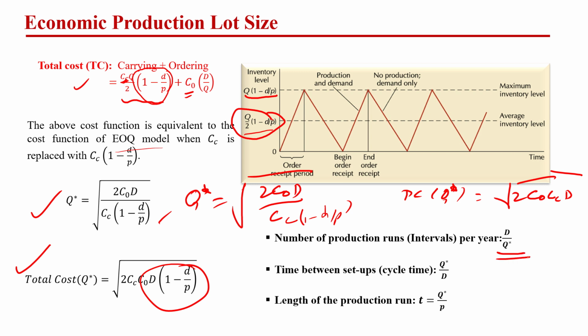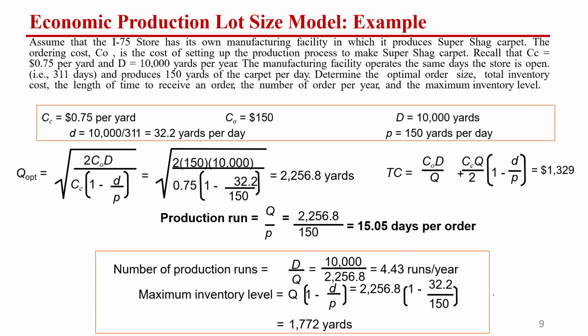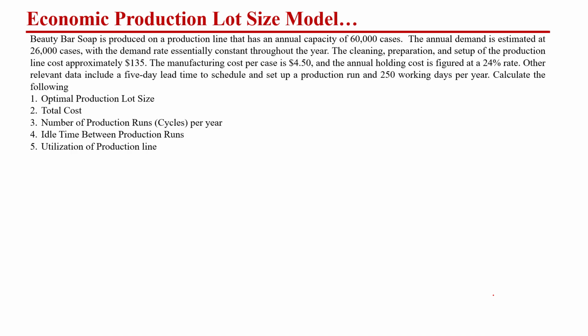As we have already discussed, this is the number of orders. This is the time in which we are placing orders, the overall order cycle time, and this is the production run time. So I hope you got the idea regarding the economic production lot sizing model. So let's solve one question.